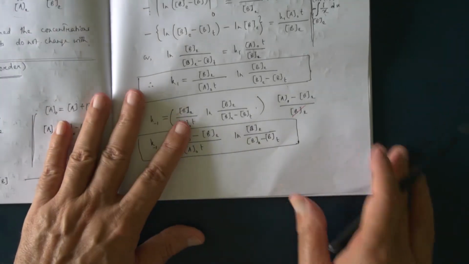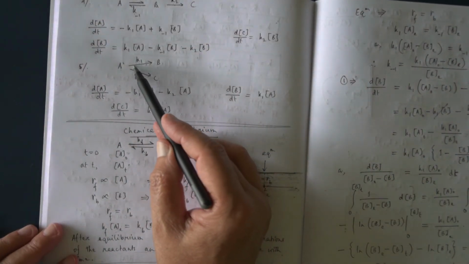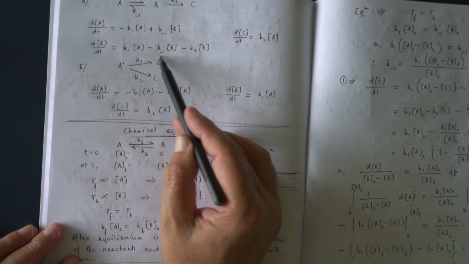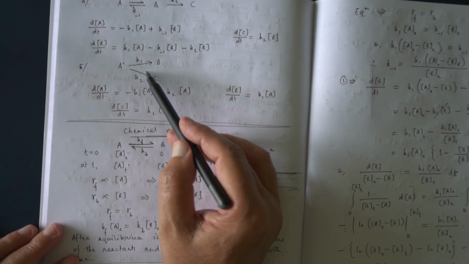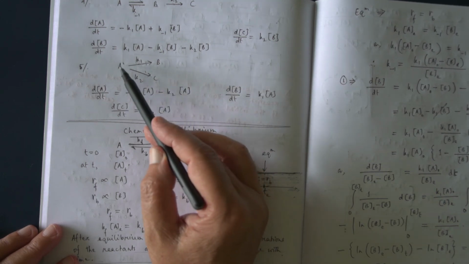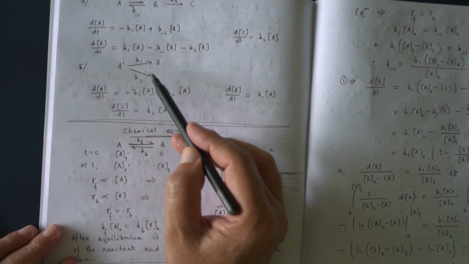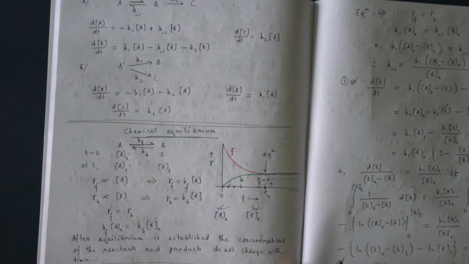Now again, this type of reaction is called parallel reactions. Here also we will consider this type of reactions and we will find out expressions for concentration of A, concentration of B, concentration of C. We will do all these things in the next class.